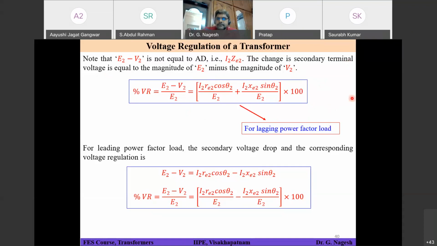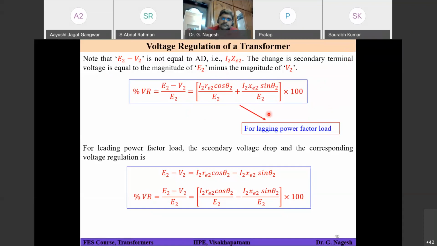Got it? So I hope everyone got this. I2 RE2 into cos of theta 2 plus I2 XE2 into sin of theta 2. So nothing much is there in that. If you see the phasor diagram, you can straight away get it. Right. So this is for a lagging power factor load.